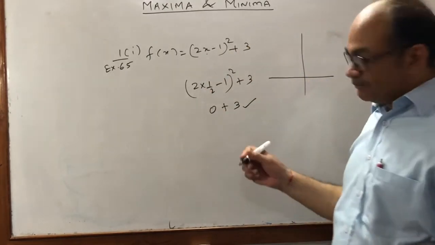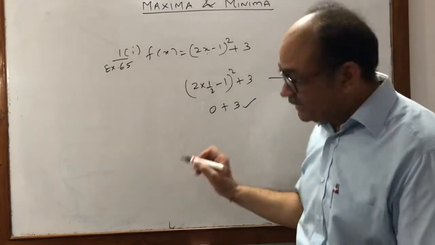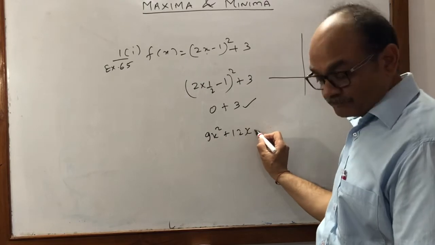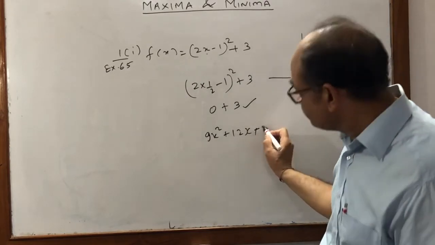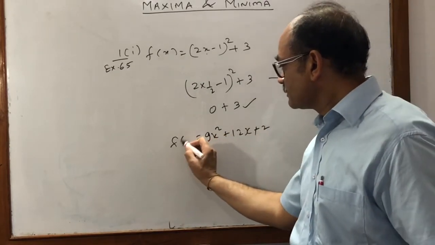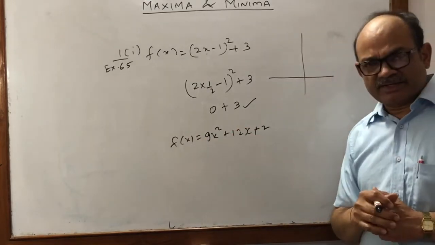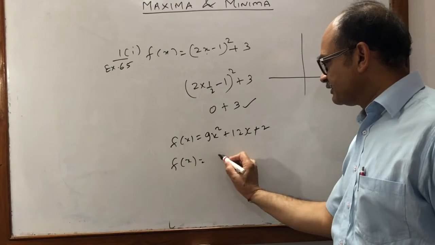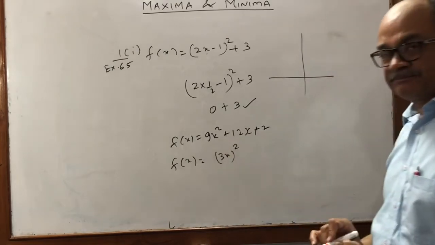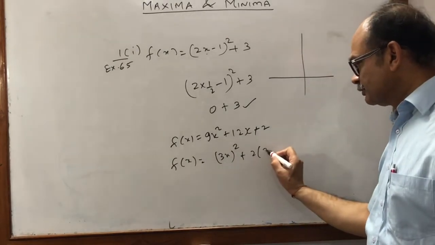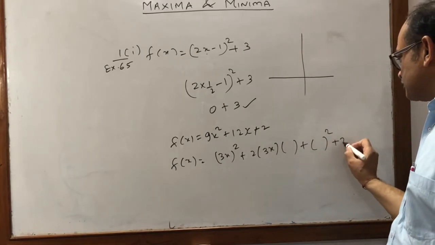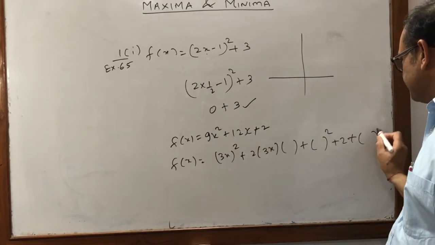Now, the second part of the same sum, 9x square plus 12x plus 2. We can make it a perfect square. See, f(x) equals, we can write it as (3x) the whole square plus 2ab plus b square, and plus 2 minus b square.